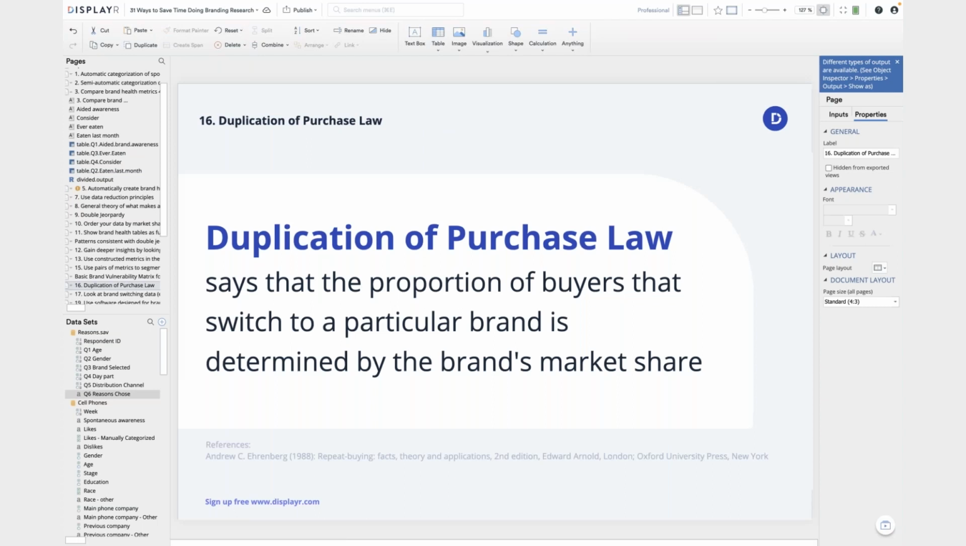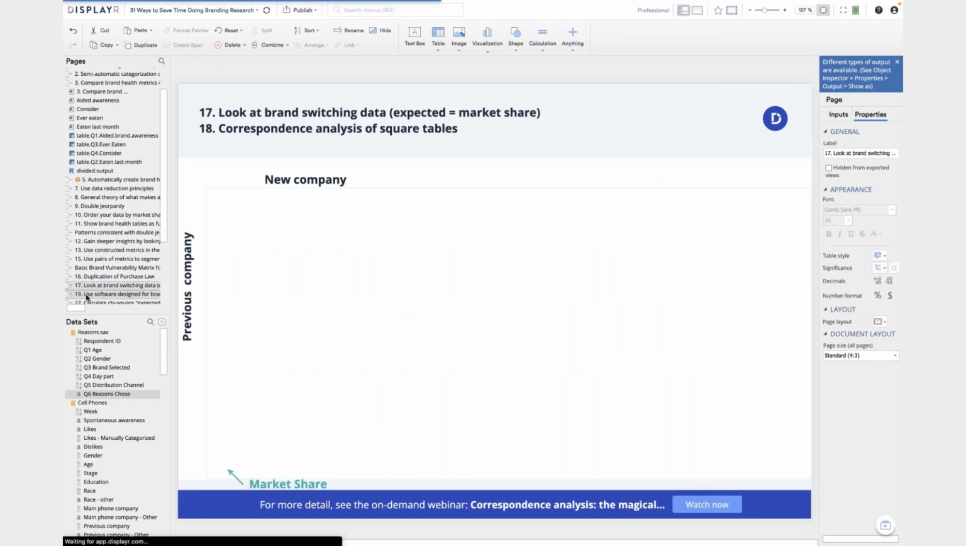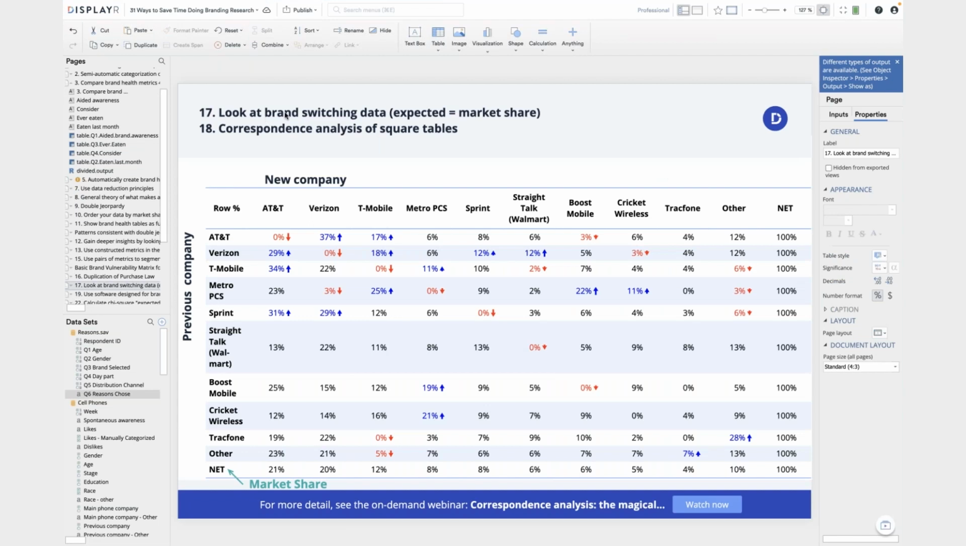Another law, the duplication of purchase law, says that the proportion of buyers that switch to a particular brand is determined by the brand's market share. Moving on to recommendation number 17, which is to look at brand switching data to compare and to understand this duplication of purchase law. How do we do it?